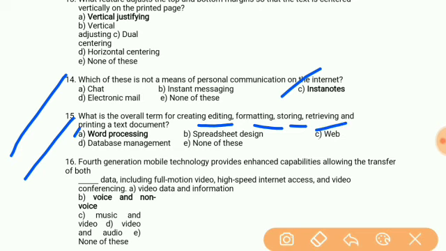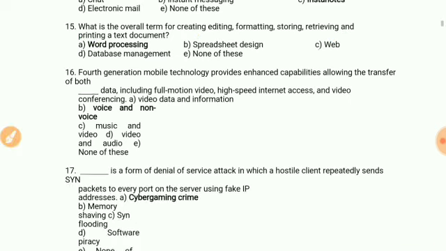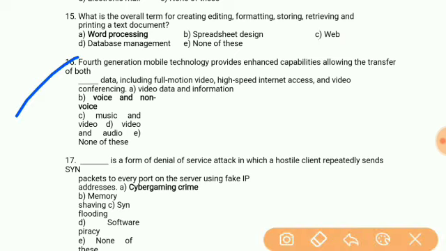So the term for doing all these together is word processing. Okay, word processing. Then fourth generation mobile technology provides enhanced capabilities allowing the transfer of both, number B is the correct answer, voice and non-voice. So fourth generation mobile technology provides enhanced capabilities allowing the transfer of both voice and non-voice.